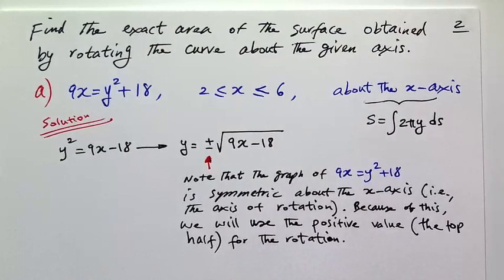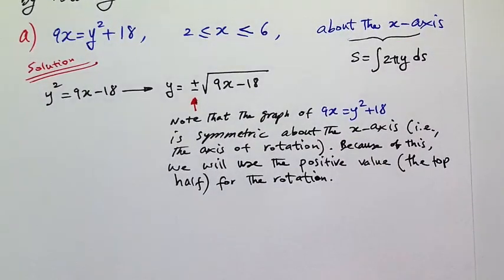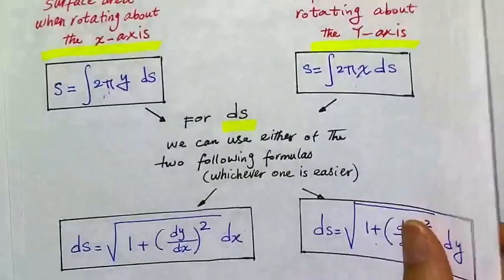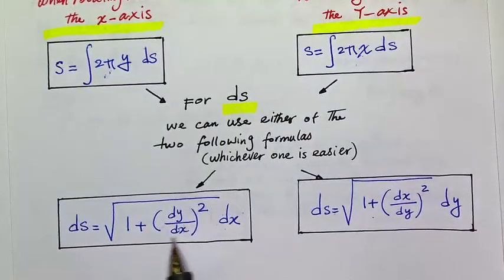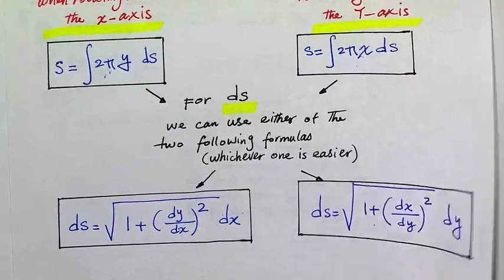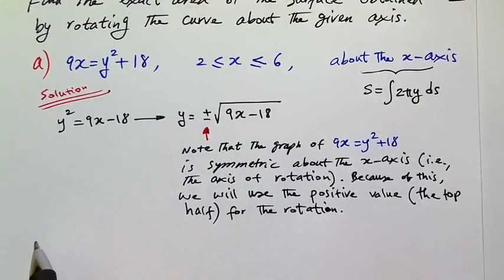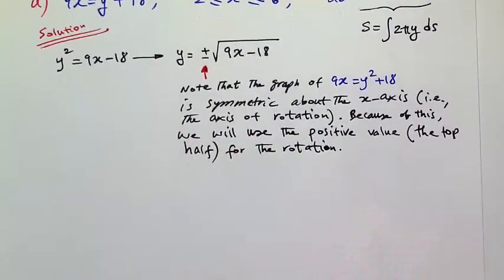Okay, so let's do that. The first thing we want to do, if we look back at this formula for ds, is find the derivative of y with respect to x to use in this formula. So let's do that first. I'm going to start with the positives. So let me move this up.